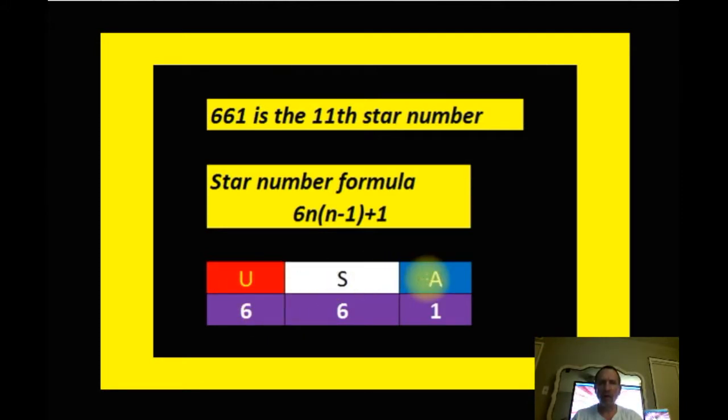So USA, using the English cipher, would have 661, which would be 13, which equals the value using the English cipher for the name God, G-O-D, and Lord, L-O-R-D, both equal 13, which is 13 and 13, 26, the number of letters in the English alphabet. But we see a star number formula, 6 times the star number times the star number minus 1 plus 1. So 661 is the 11th star number using that formula.